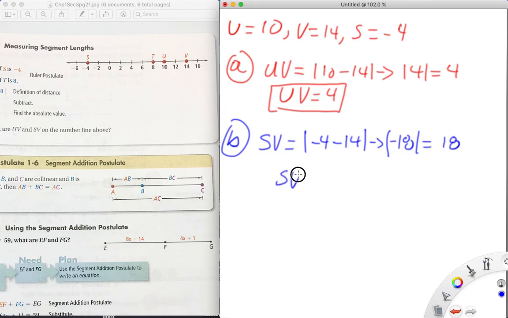So SV equals 18. Remember that if you're wondering why it's the absolute value, there is no such thing as negative distance. Distance is always positive. The only thing that's negative or positive is the direction that they go. But distance is always positive. And then if you wanted to confirm with the number line, you can always count. So 2, 4, 6, 8, 10, 12, 14, 16, 18 from S to V, and then 4 from U to V. So it works out.